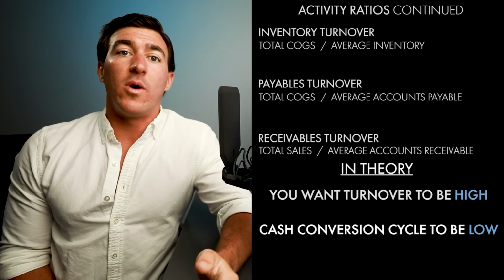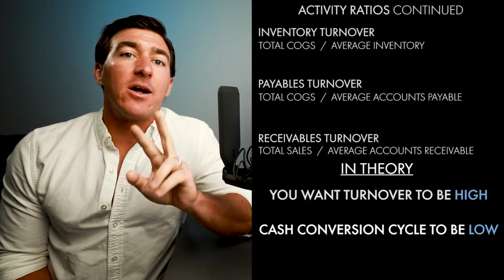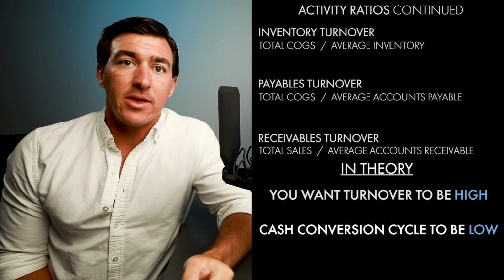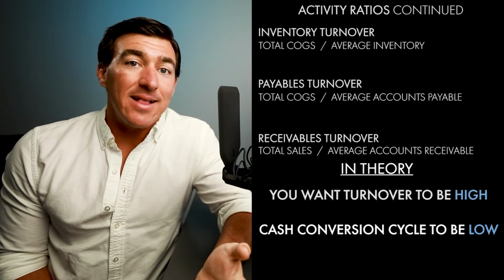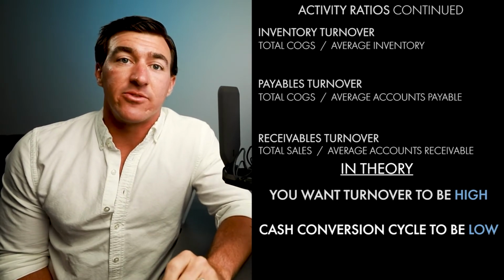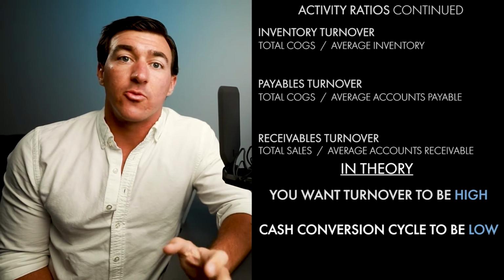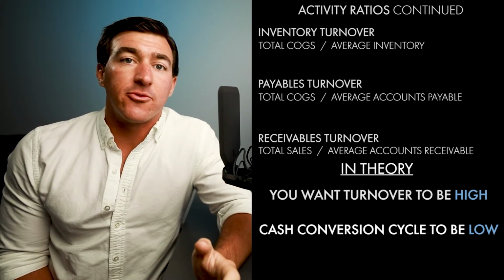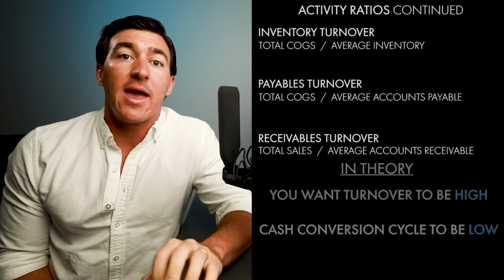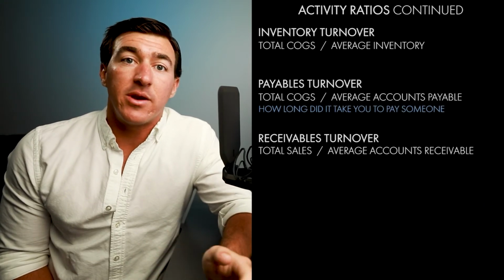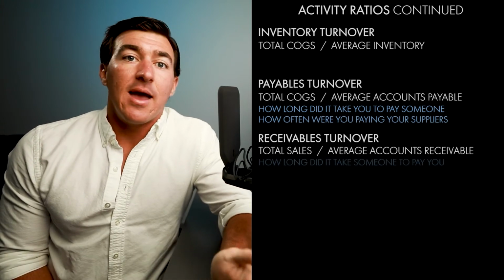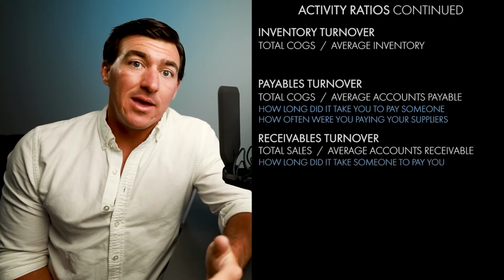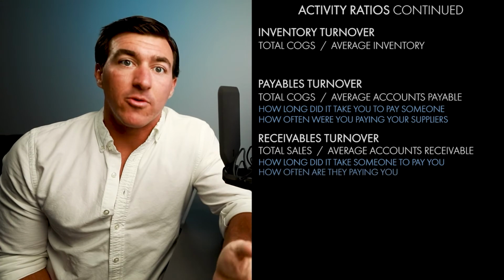That means that you want to be making a lot of money on the stuff that you're selling, and you don't want it to really sit on your shelves for a really long time. That's at its core what the cash conversion cycle and inventory turnover ratios are looking at. And for the payables turnover ratio, it's looking at how long it took you to pay someone and how often you were paying your suppliers. Your receivables turnover is just the opposite. How long did it take someone to pay you, and how often were they paying you?